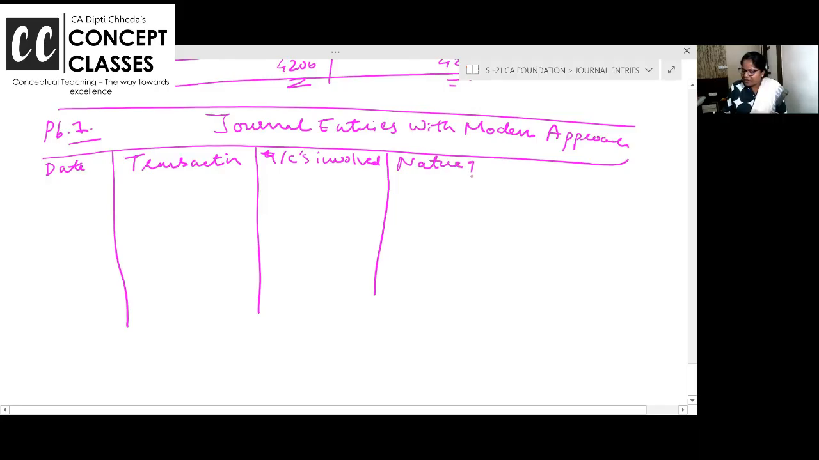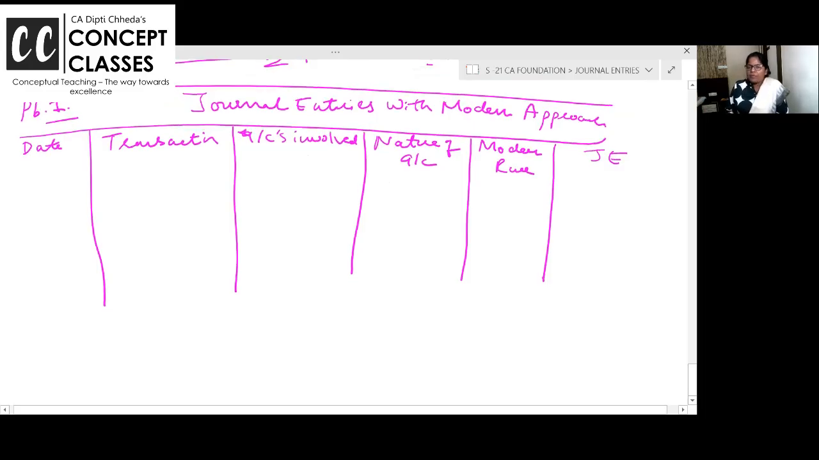What is the nature of account involved? Modern rule. Have you all studied modern rule? And then accordingly pass the journal entries. Debit and credit with amount. I'm doing 6th problem we have done with all the 3. It's like 3-in-1 problem just for practice. Exam mein just do what is required. Either modern approach or traditional approach or accounting equation. Just for more clarity, we are doing all this.